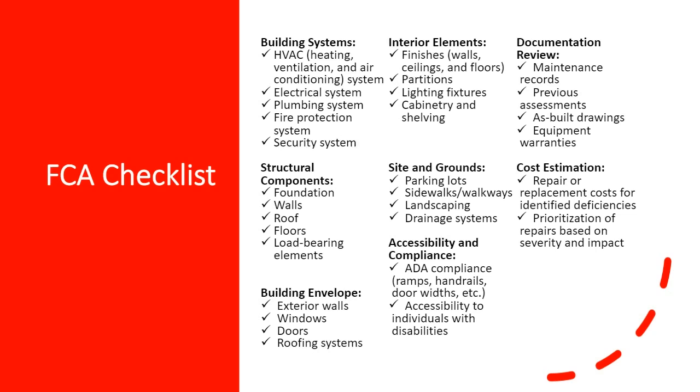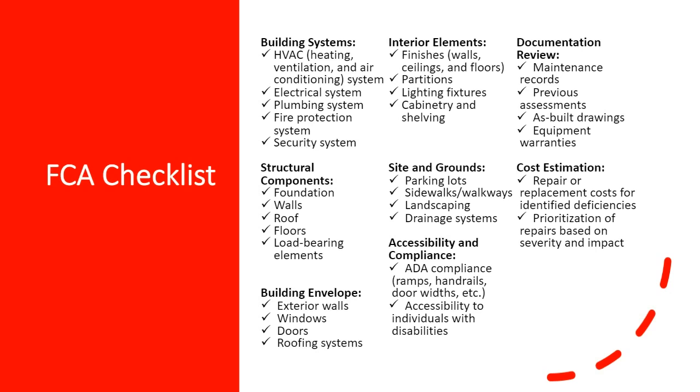Accessibility and compliance. Is your stuff up to ADA compliance? You have ramps, handrails. What are some of those deficiencies, and identifying that as well. And then also building envelope, looking at the exterior of your building, looking at windows, doors, roofing systems. Again, the state of where you are today. It's a snapshot in time.